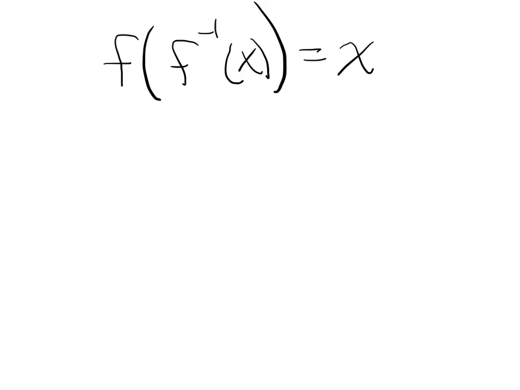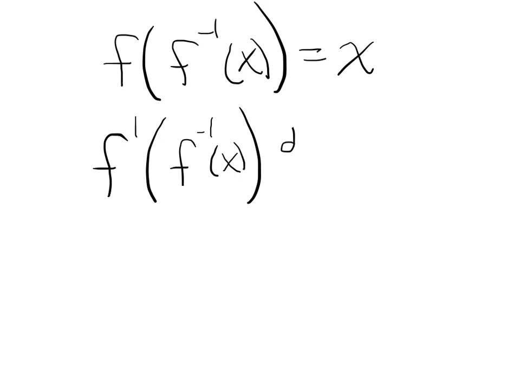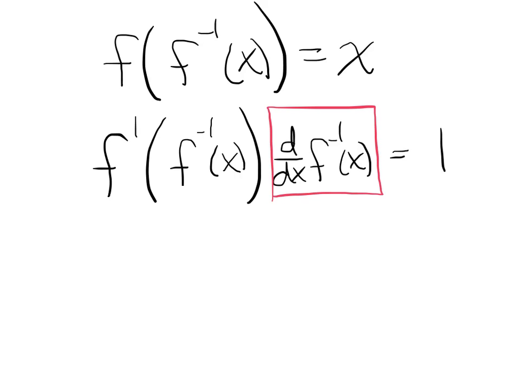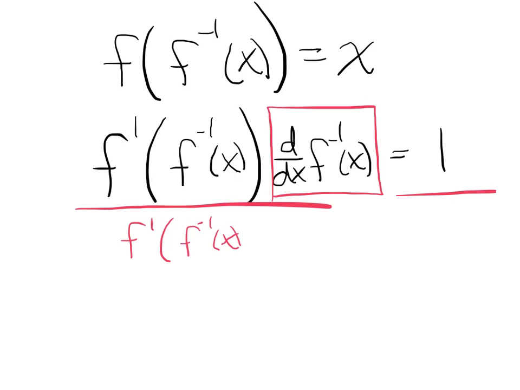So let's take the derivative of this function. Derivative of the outside is f prime. Keep the inside. Now I need to derive the inside, so I'm going to use d dx to represent the derivative of the inside, equals 1. And my goal is to solve for the derivative of the inverse. So basically I would just say divide this junk to the other side. So I'm dividing both sides by f prime of f inverse of x.